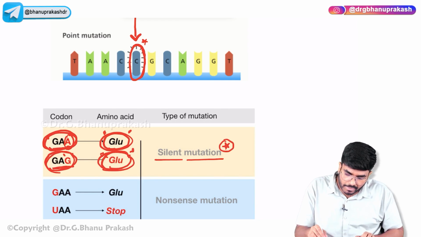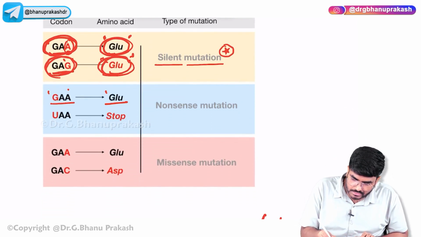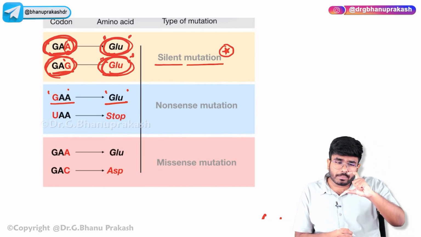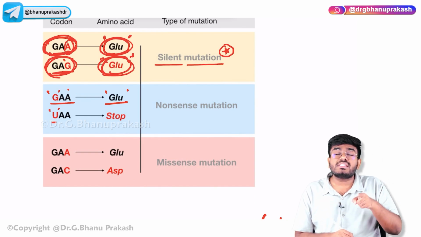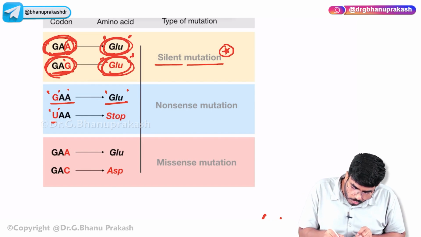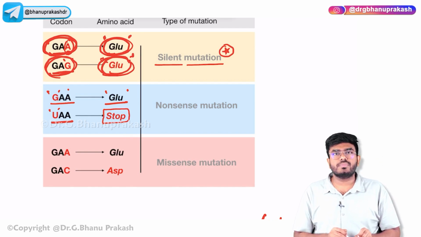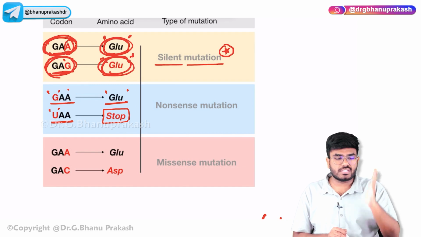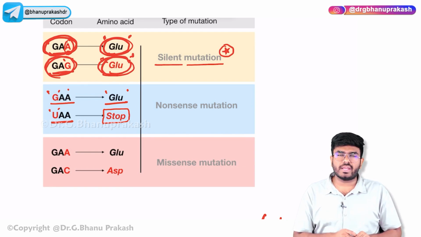But look, sir, GAA codes for glutamic acid. Good. But what happened? Because of the point mutation, in the place of G, who is coming and sitting? U is coming and sitting. Uracil is coming and sitting. Now, this UAA is going to stop the process of translation. It stops the protein synthesis. Break. Stop. We will say, nonsense. Stop it. Right?